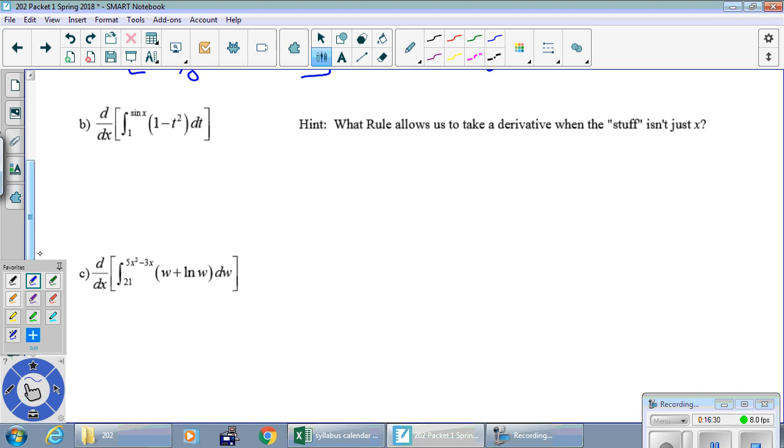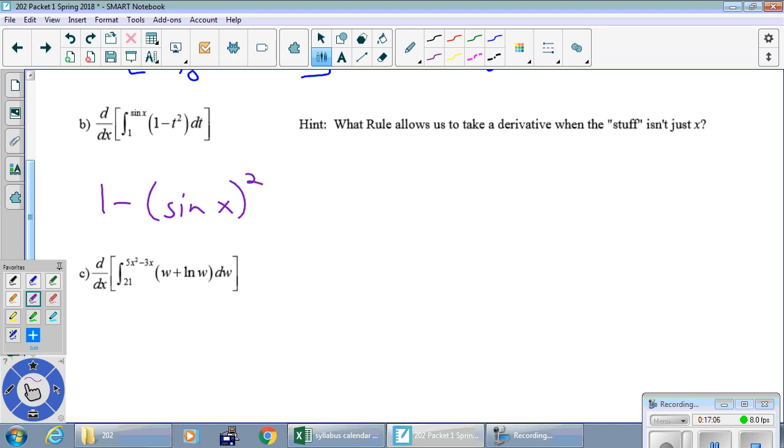Okay, B. Derivative of the integral from 1 to sine of x of 1 minus t squared dt. Okay, so the part that's new here is that instead of being plain old x up there, it's actually a more complicated function of x. Let's go ahead and use the fundamental theorem naively, pretending it's not sine of x, but if it was just x up there, then our answer would be 1 minus x squared. Except it isn't just x, so it's really 1 minus whatever is up there playing the role of x, squared. So it appears that our answer should just be 1 minus sine of x, that quantity, squared.